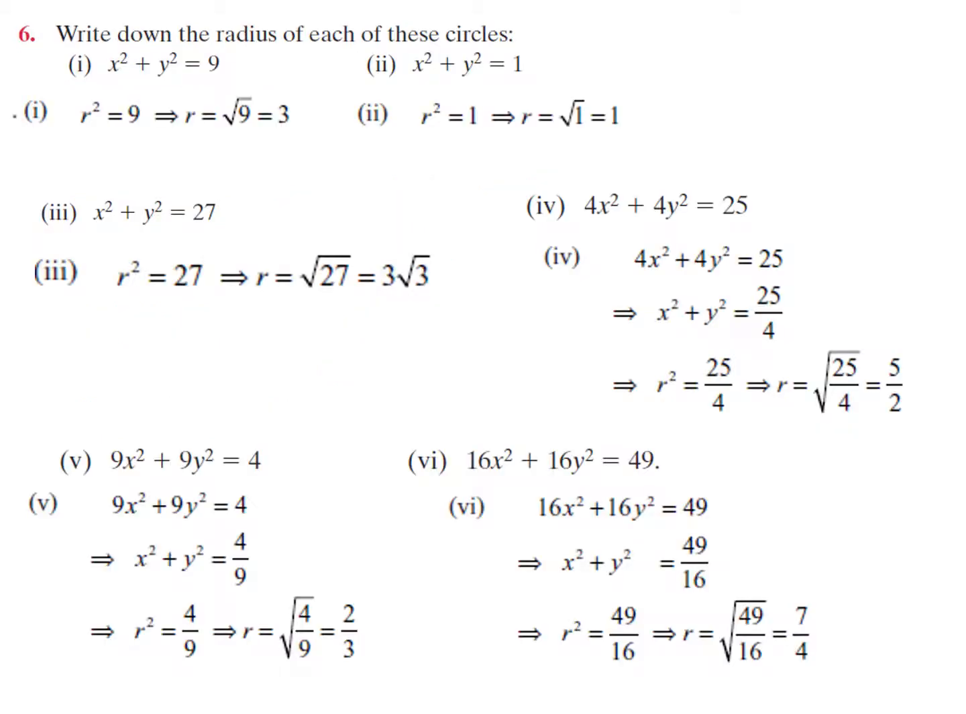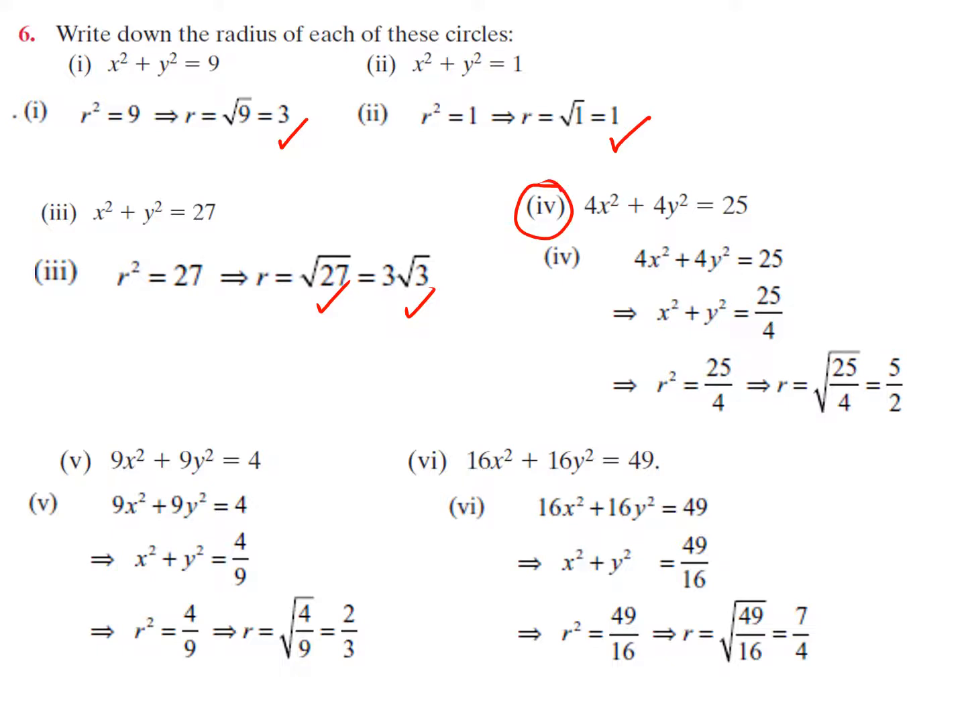So question 6 was asking us to write down the radius of each of these circles. So part 1, square root of 9 is 3, that should be relatively okay. Square root of 1 is 1, and square root of 27 can be simplified down to 3 root 3. So this question here, part 4, just be very careful.